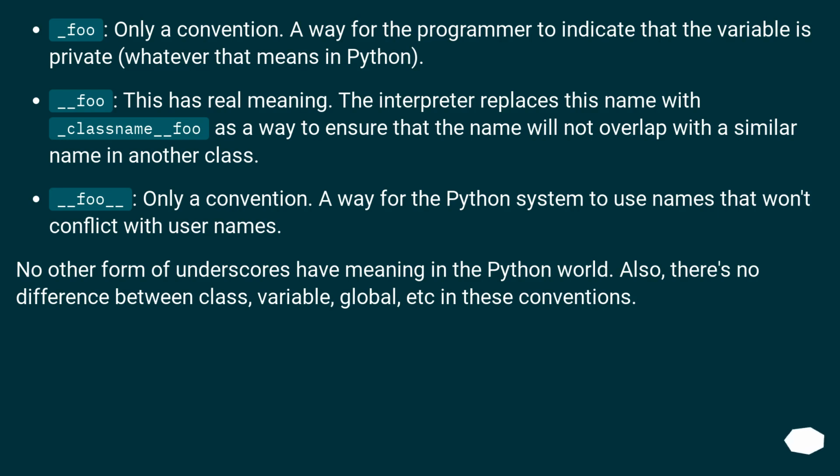__foo__: only a convention. A way for the Python system to use names that won't conflict with user names. No other form of underscores have meaning in the Python world. Also, there's no difference between class, variable, global, etc. in these conventions.